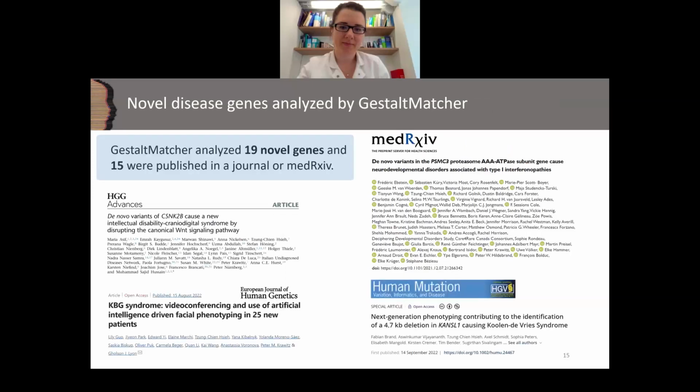Okay, so to date, Gestalt Matcher has already been used to analyze around 19 novel diseases, and 15 of them are already published in peer-reviewed journals or medRxiv, which is the preprint server. So this is how it can be used not only for diagnosis, it can also be used for analyzing some facial similarity of a given cohort. And so it is also very helpful for clinicians or clinician scientists to publish papers.